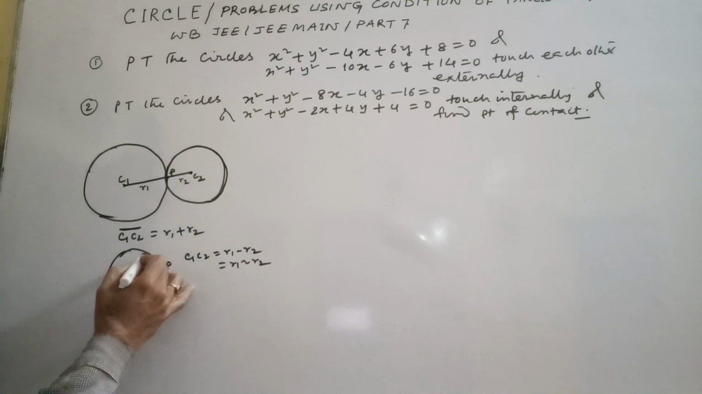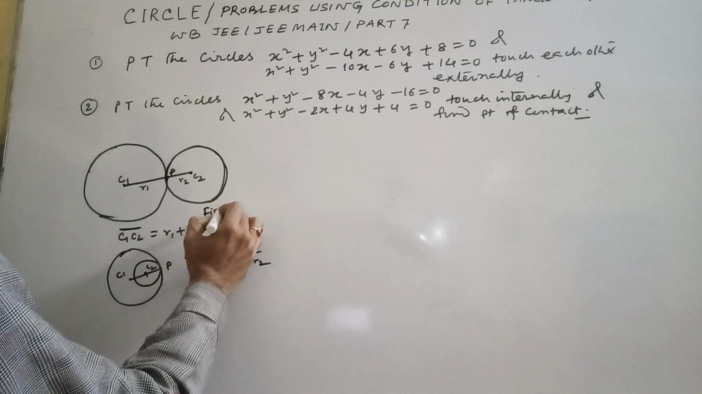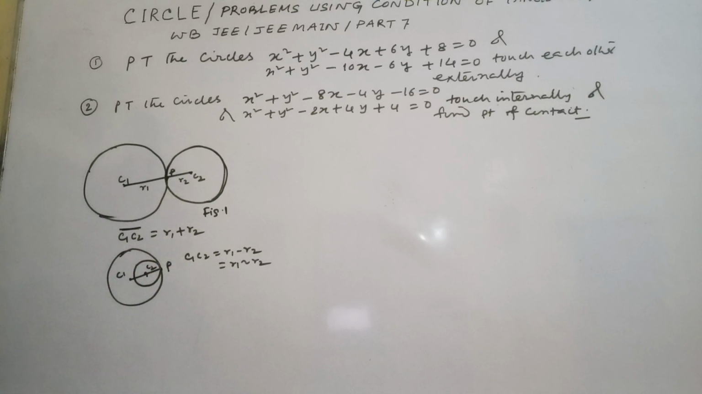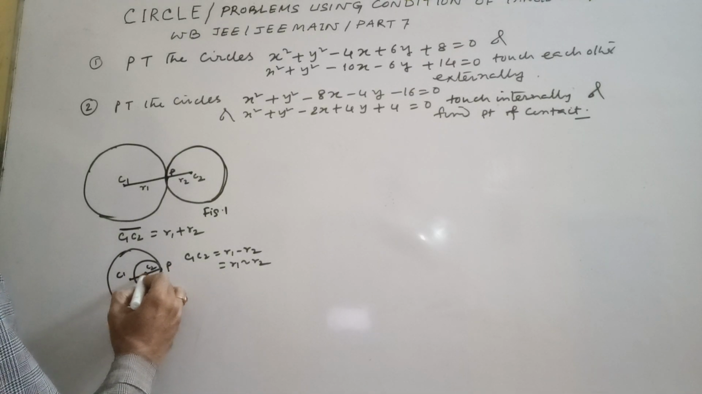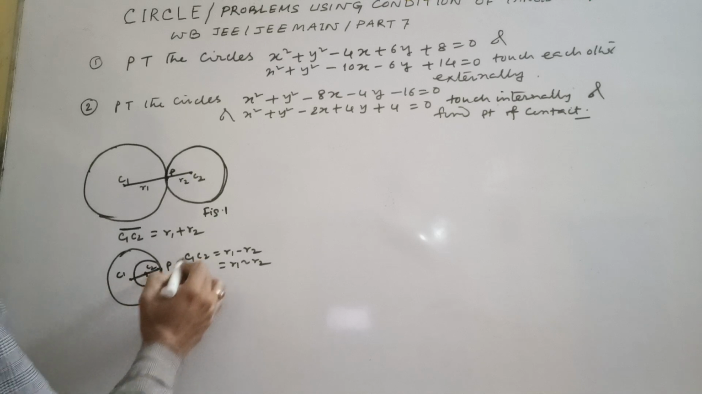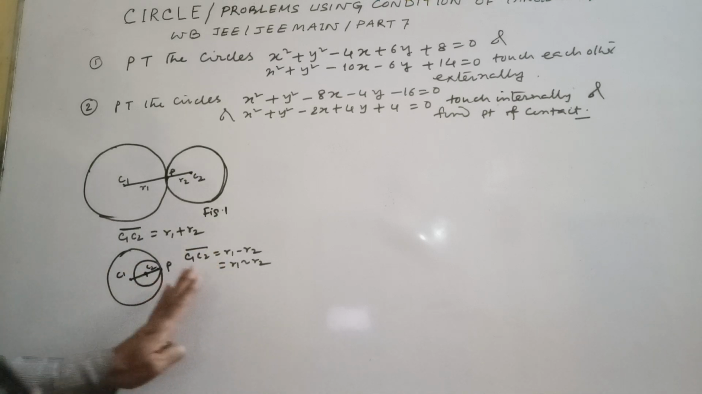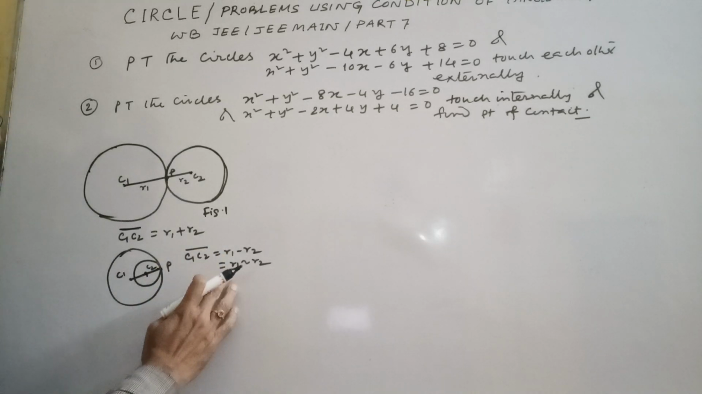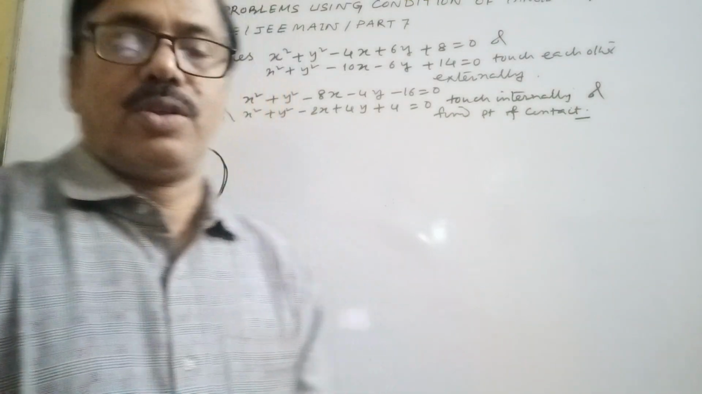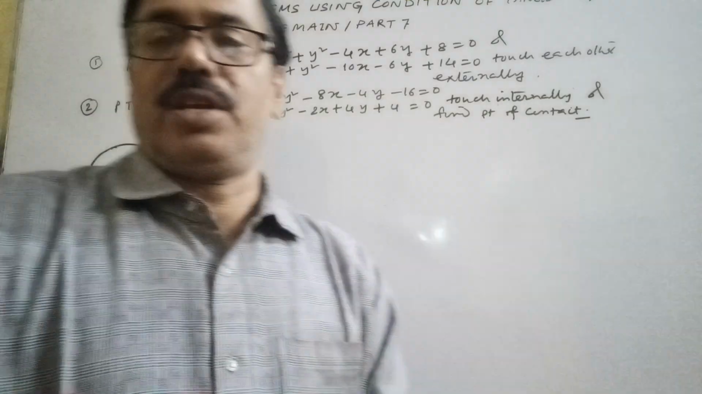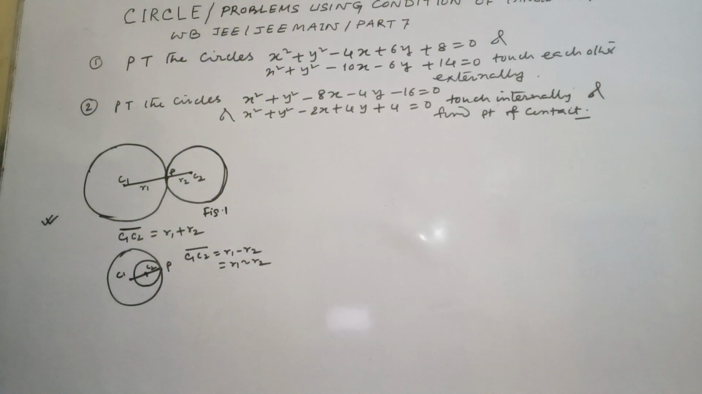Now, for the second figure, this is figure 1. For the second figure, two circles touch internally at P. Now here, C1P, this is R1, minus C2P, R2, equals C1C2. So two circles touch internally if the distance between their centers equals the difference of radii. So this is our working tool. Using this theory, we solve some problems.